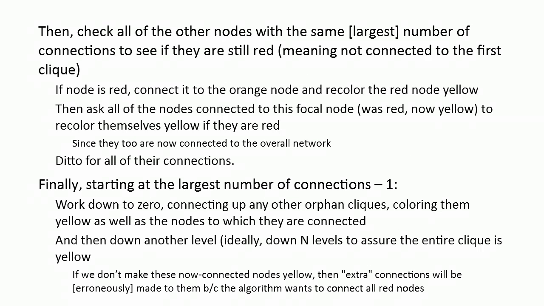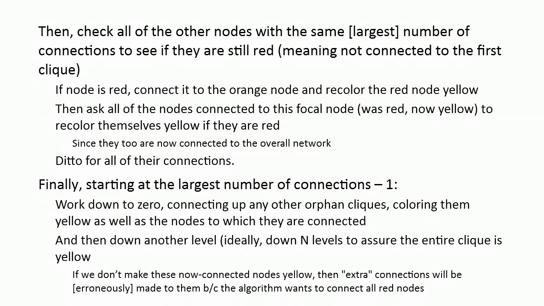Once you've completed the previous step, then check all of the other nodes with the same largest number of connections, like the one you picked as your first focal node, and see if they are still red, meaning that they're not connected to the first one. If the next focal node is red, connect it to the orange node, and then recolor the red node yellow. Then ask all of the nodes connected to this new focal node to recolor themselves to be yellow if they're red, since they too are now connected to the overall network by virtue of their network mate. Ditto for all of their connections. That's down 2 levels, and really you should just repeat that till you run out.